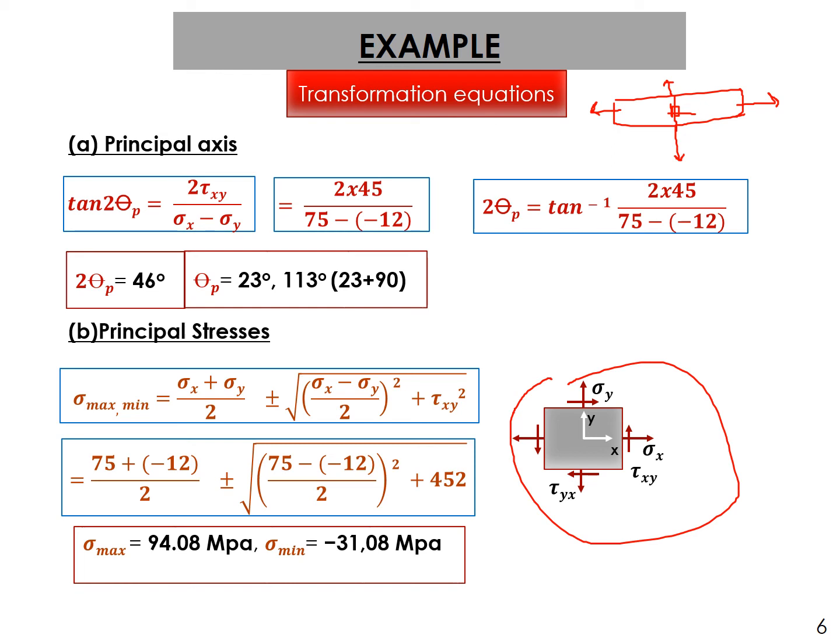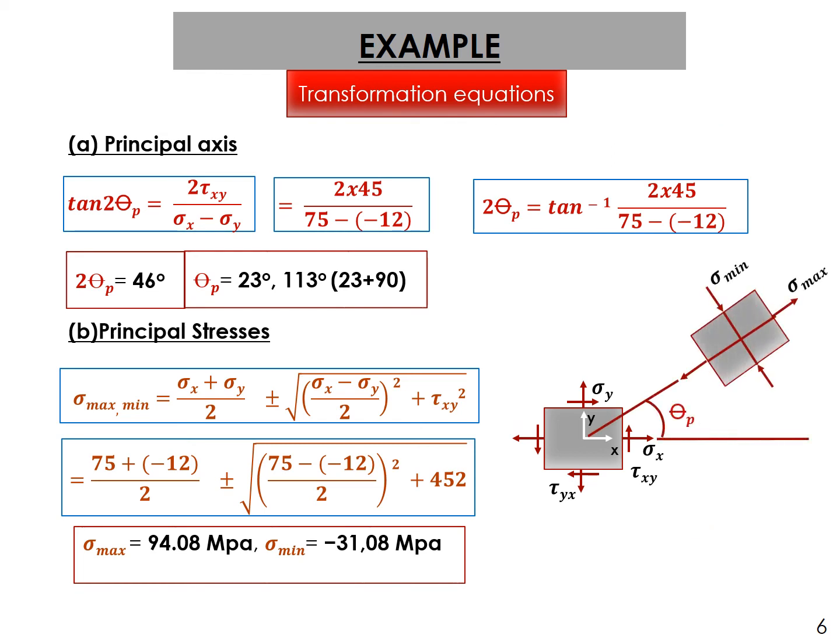Now what we have shown here, we have to show the new stresses at new position as shown here. Theta p is positive above the line. So at this theta p, we get maximum principal stresses. There is no shear stress because these are the principal stresses. So sigma max is tensile, sigma minimum is compressive, because we are getting this negative value.